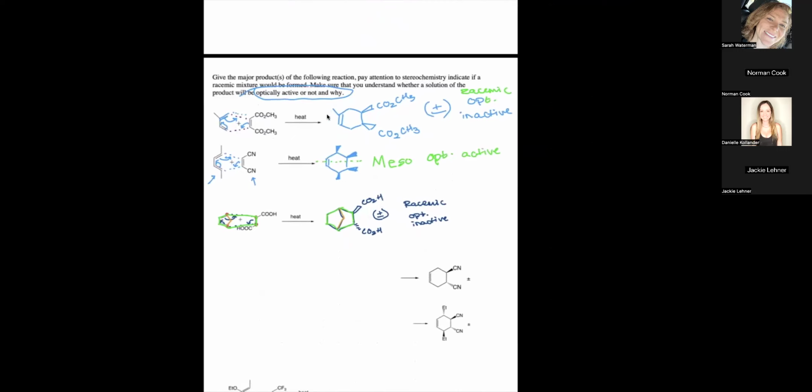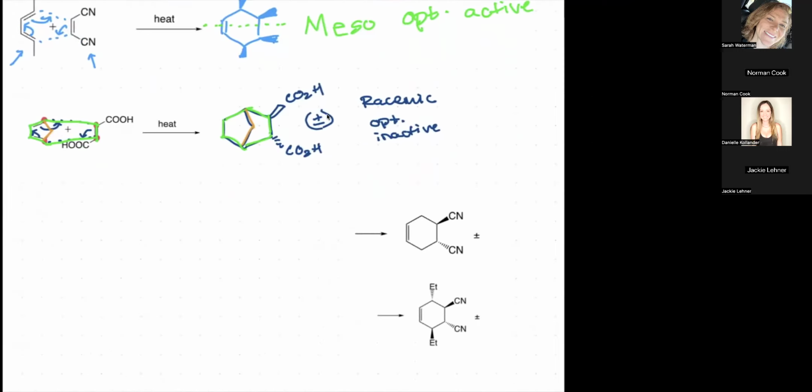Okay, so now we're ending with the product, which if we see this, what do we know? They can go both ways, which means it's racemic, which means not optically active. Yeah, exactly. So we've answered that question, right? That was one of the questions. So now what do we do?